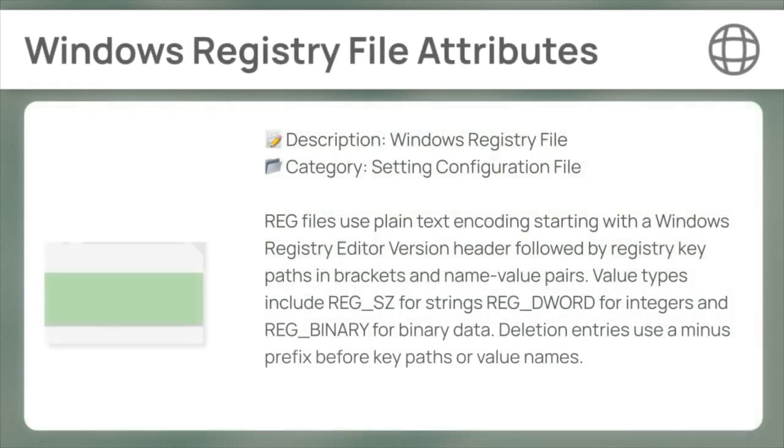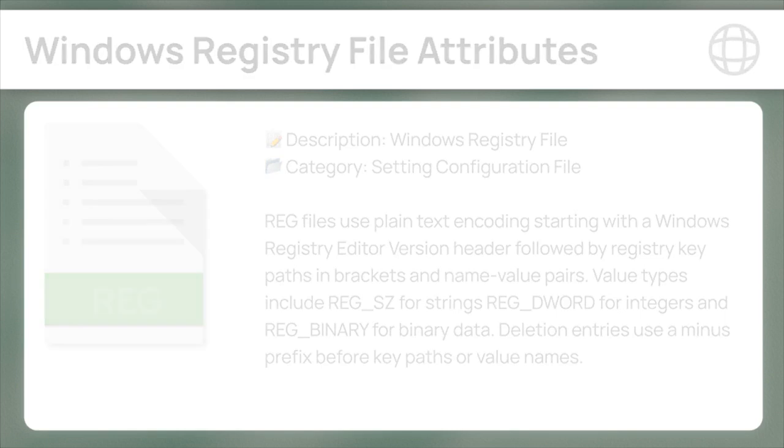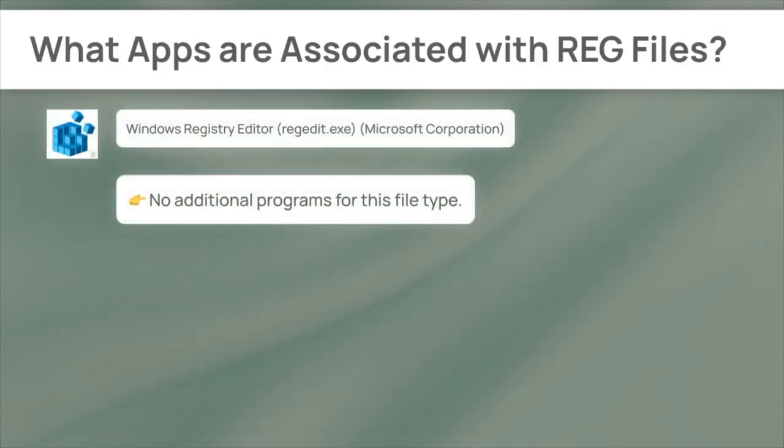REG files use plain text encoding starting with a Windows Registry Editor version header, followed by registry key paths in brackets and name-value pairs. Value types include REG_SZ for strings, REG_DWORD for integers, and REG_BINARY for binary data. Deletion entries use a minus prefix before key paths or value names. The native handler for REG files is usually Windows Registry Editor, regedit.exe from Microsoft Corporation.